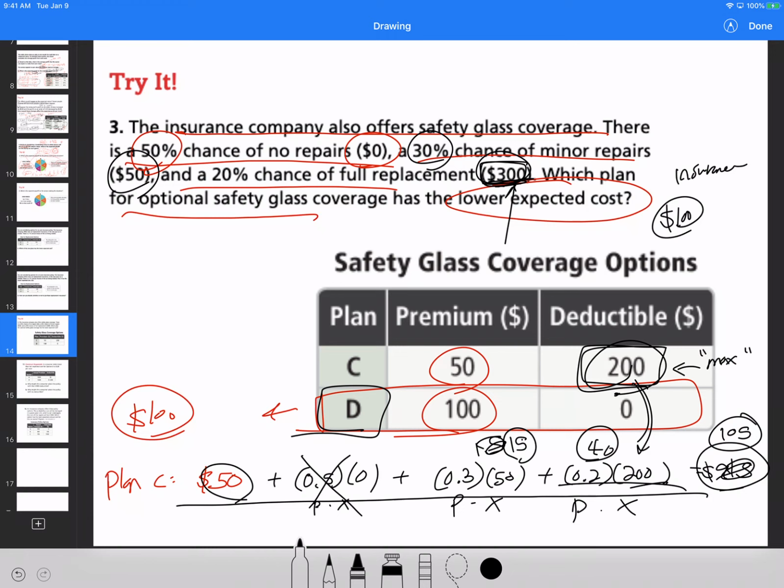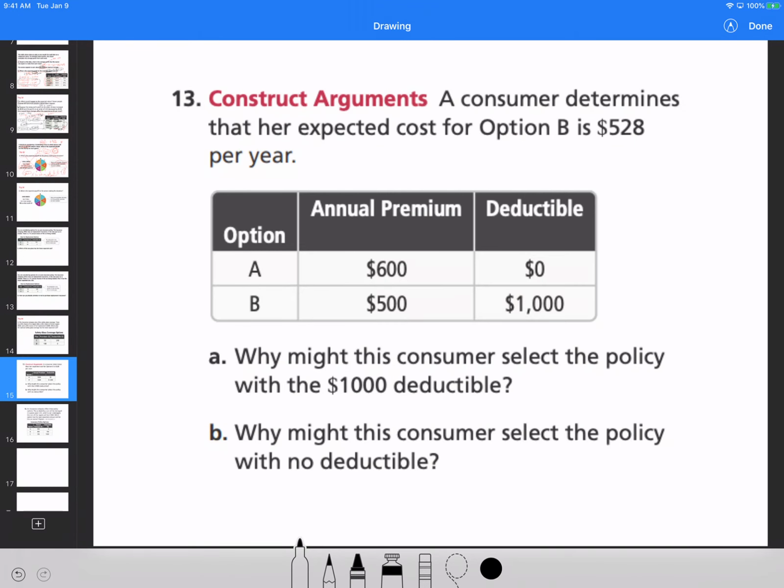So, deductible, premium, and how to find the expected value of insurance, that is the main topic for today. You'll get questions like these. Why might this consumer select a policy with a $1,000 deductible? With no deductible, you've got to think about how many times a consumer might get into an accident. That could sway you in one direction or the other.